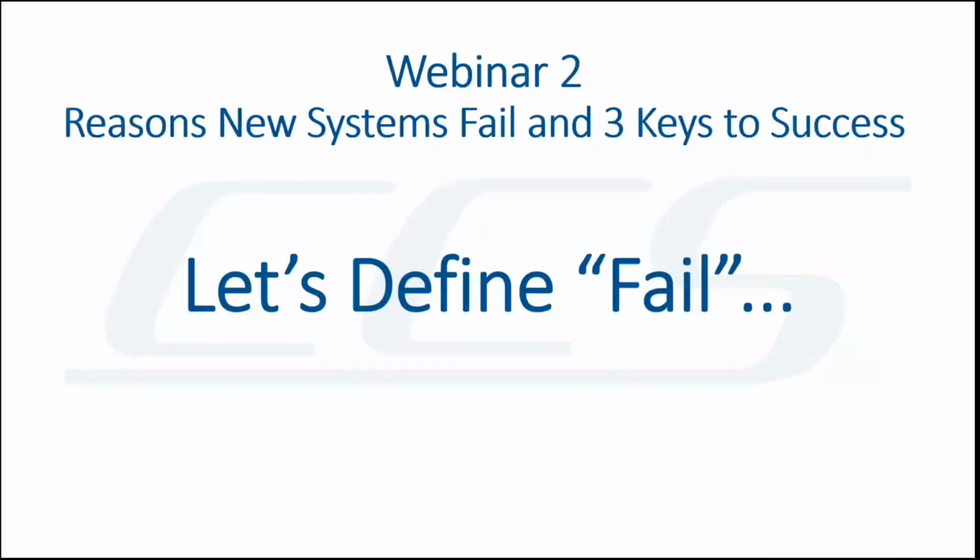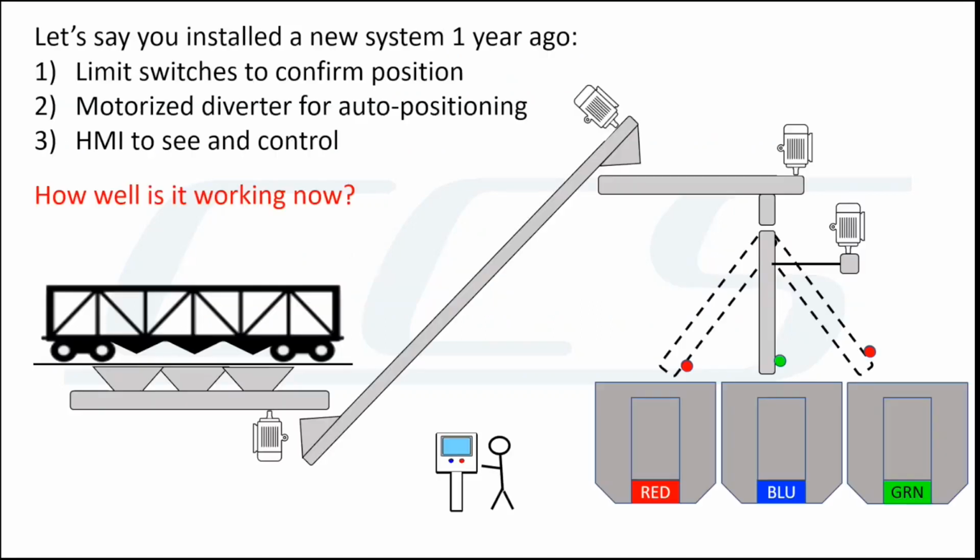All right. Remember, we're talking about reasons new systems fail and three keys to success. So to start, we have to define fail. What is failure when we're rolling out new systems?